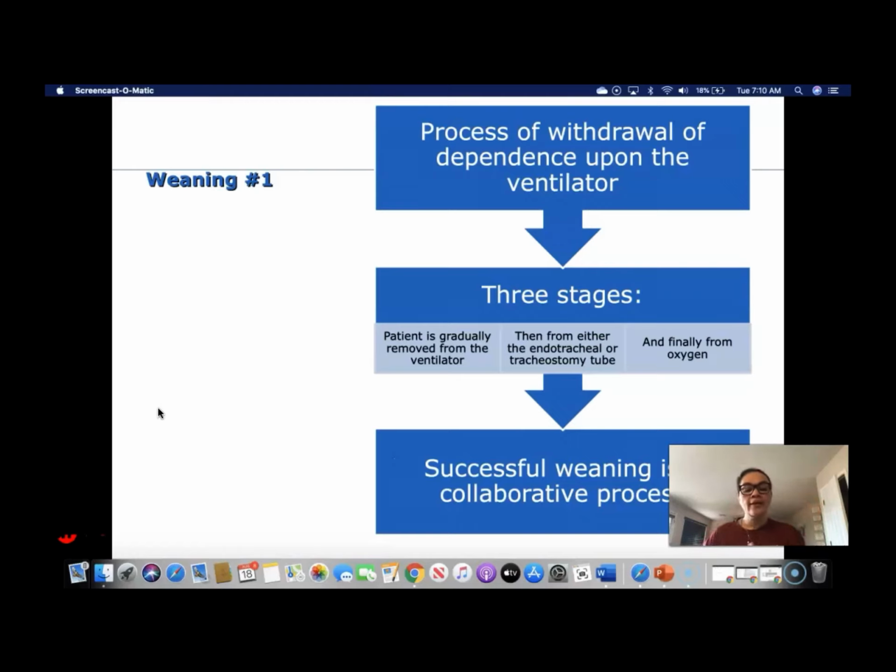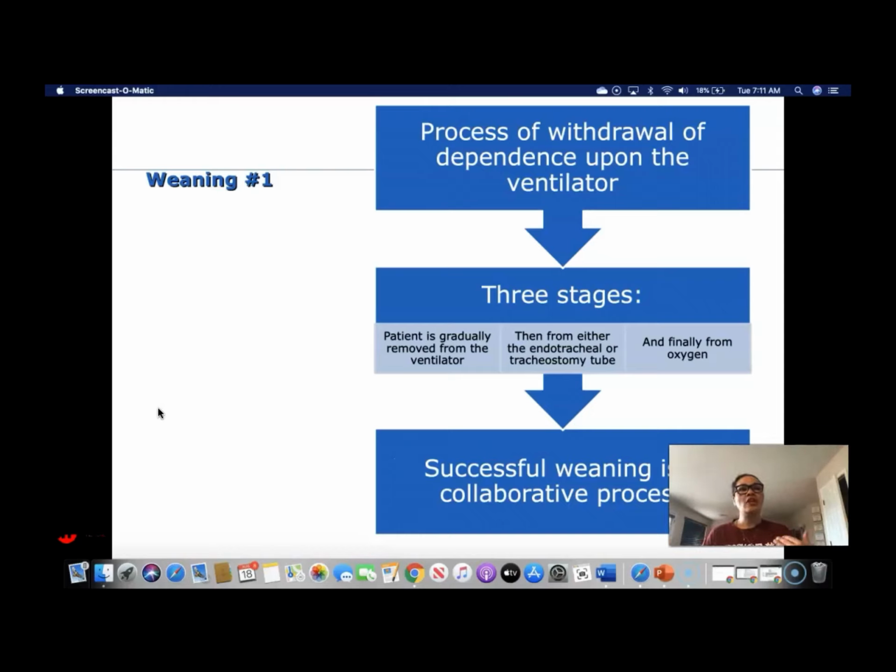All right. Then from either endotracheal or tracheostomy tube. We're not going through tracheostomy tube. You had that in 105. But just know, long-term use of any kind of breathing, we move them to a trach. We would take them off an ET tube, we saw it's going to be long-term, and move them to a tracheostomy tube. So this is considered weaning a little bit. And finally, to oxygen. Okay?